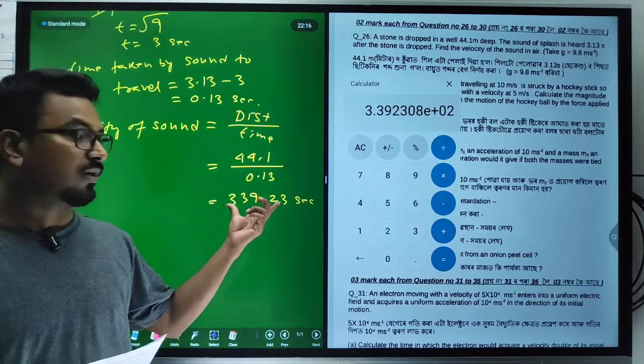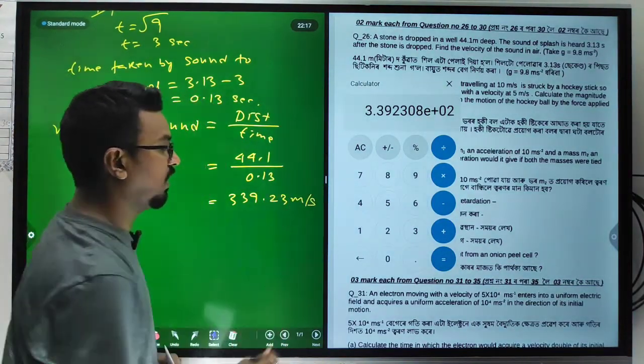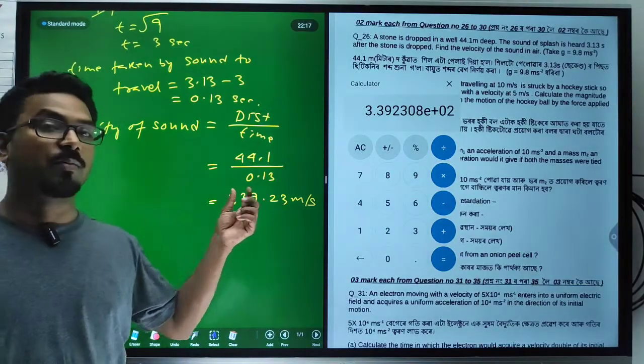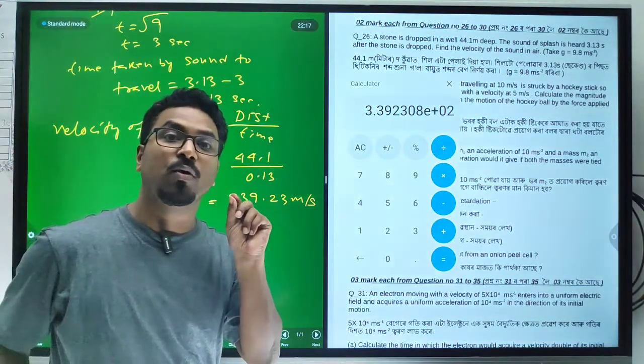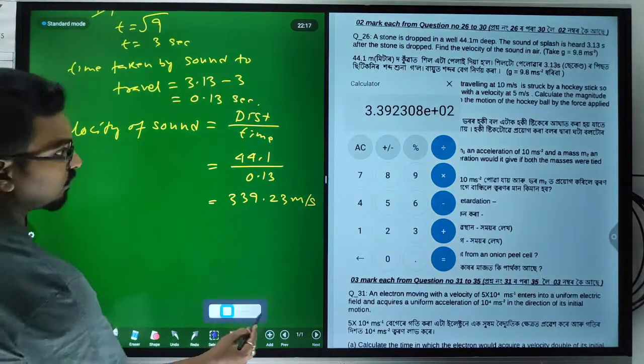339.23 meter per second. Because the sound travels at this speed, we hear it after 0.13 second. Okay, moving to the next question.